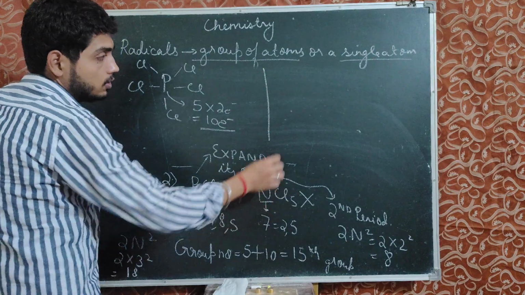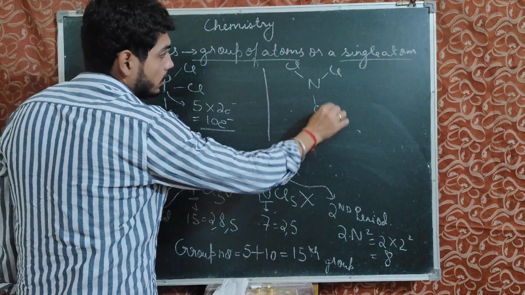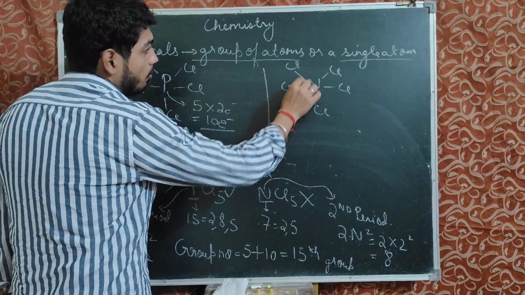Now let's check for NCl5. Let us make a similar diagram. N with single bonds to Cl, Cl and Cl. How many bonds has it made?